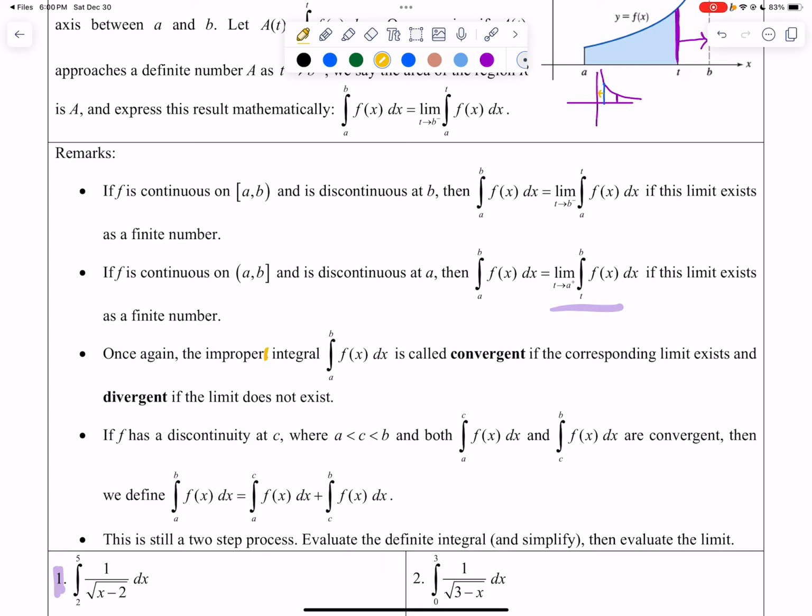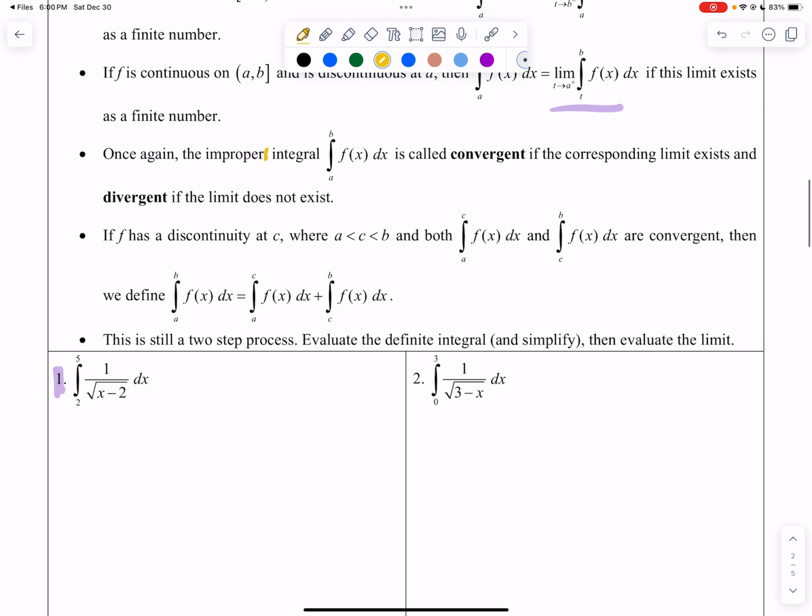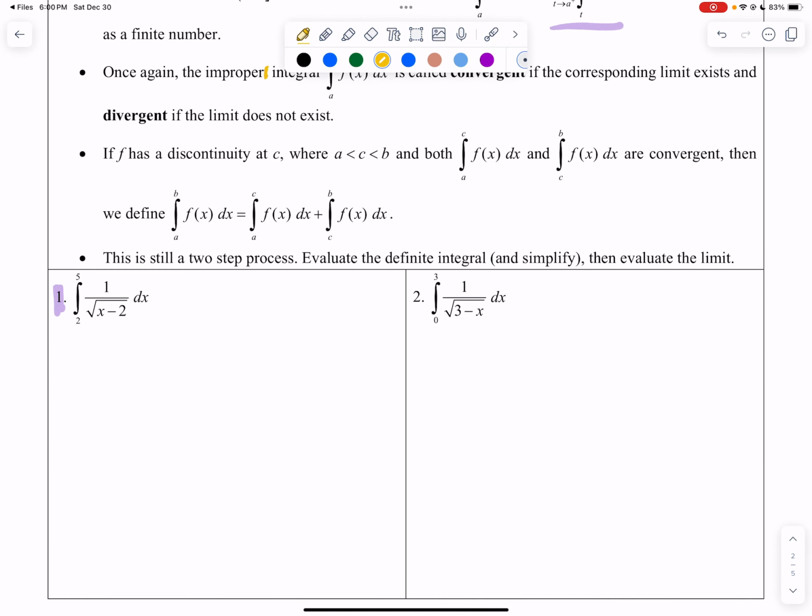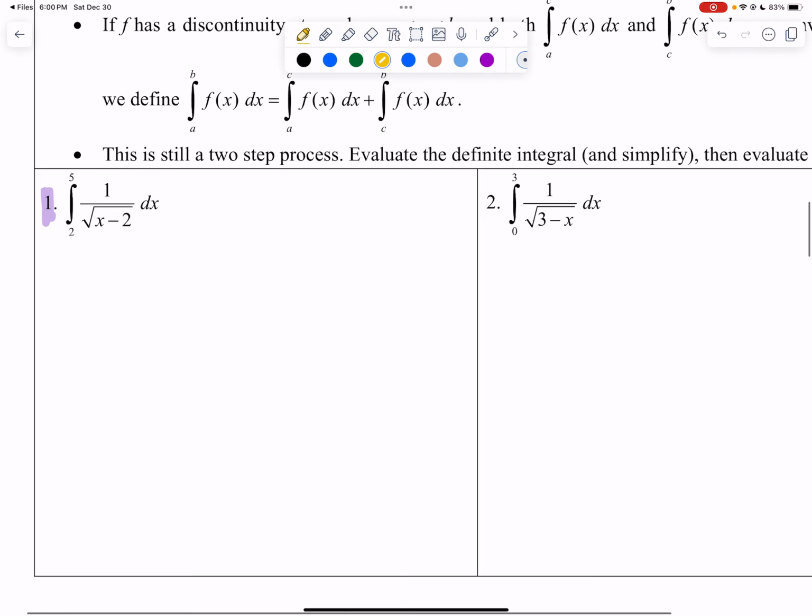Once again, just like the improper integrals on day 1, this is a two-step process. We are going to evaluate the definite integral, simplify, then we are going to evaluate the limit. Okay, so looking at number 1, I have the integral from 2 to 5 of 1 over the square root of x minus 2 dx.